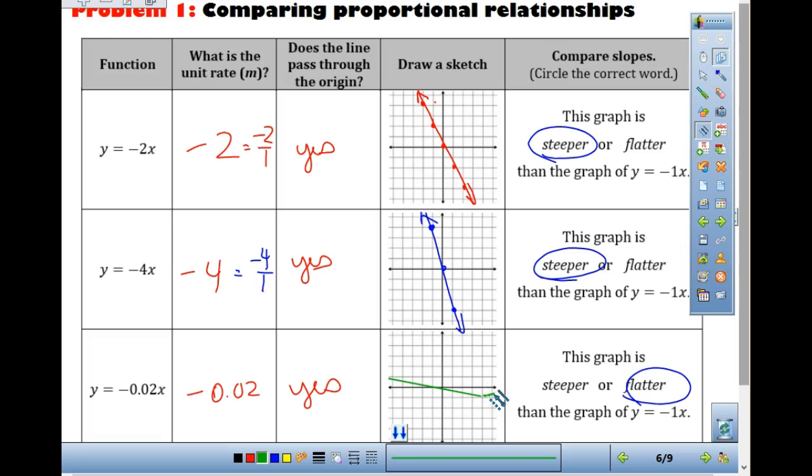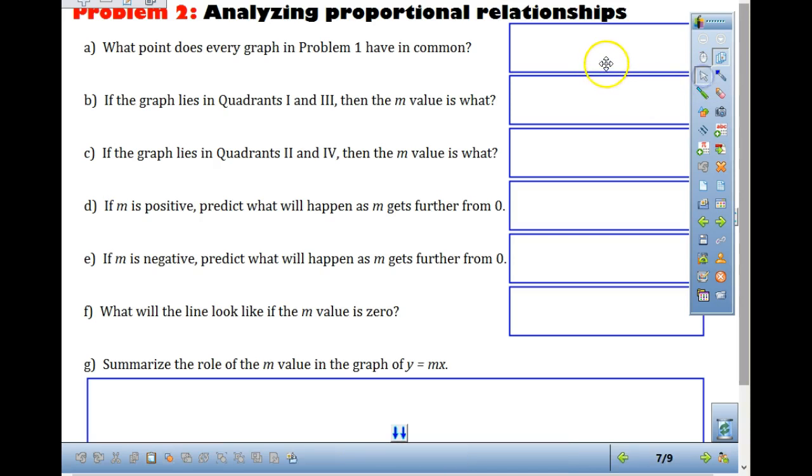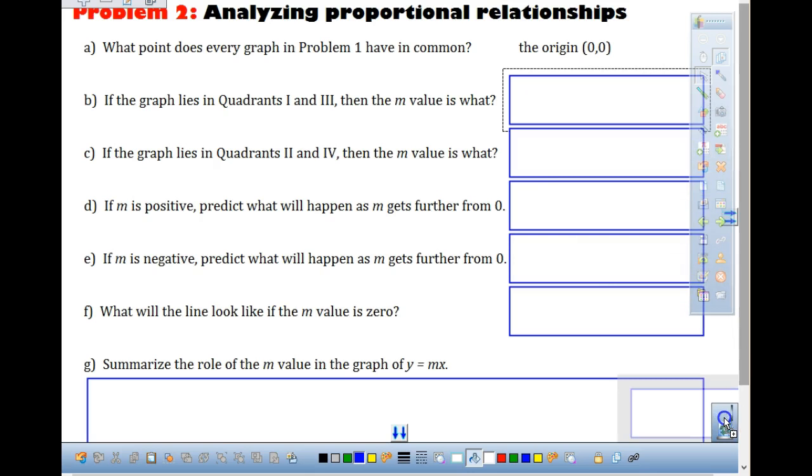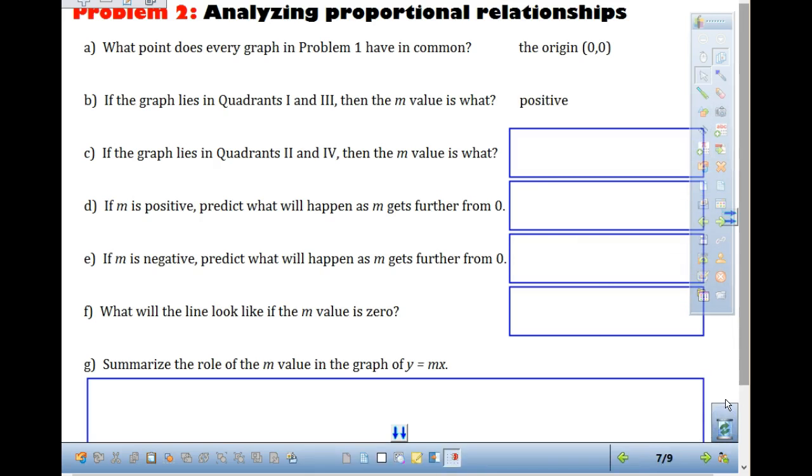If I was looking at those, they all had 0, 0, right? They all had the origin. So, origin 0, 0. It says if the graph is in quadrant 1 and 3, the m value is what kind of a number? It was positive.